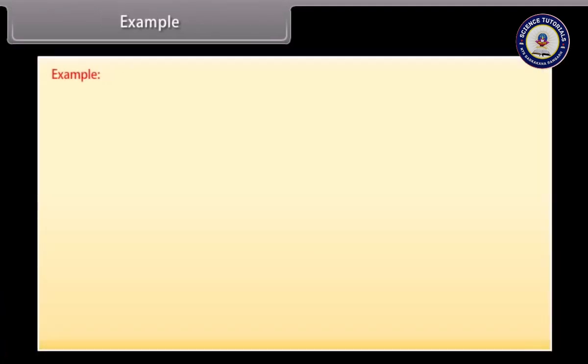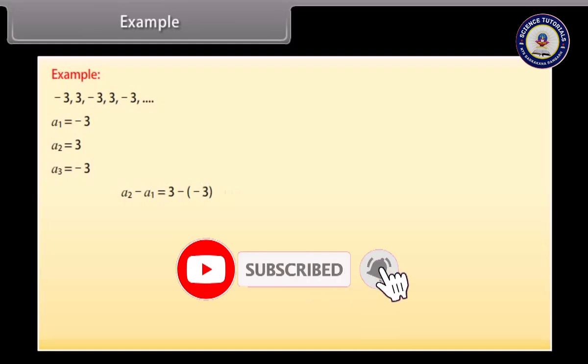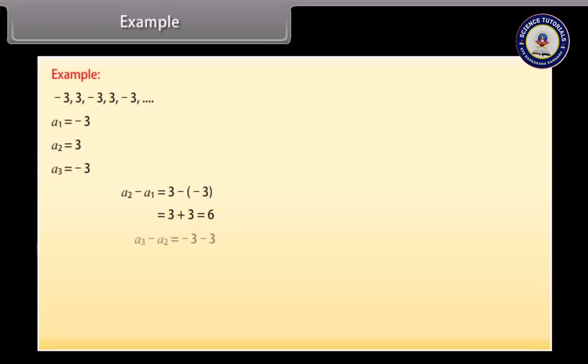Example. Let us now solve some examples. Observe this sequence. We will find out whether these numbers form an AP or not. Here A1 is minus 3, A2 is 3, A3 is minus 3, and so on. Now let's find A2 minus A1, which is equal to 3 minus (minus 3), which is equal to 3 plus 3, which is 6. Also, A3 minus A2 is equal to minus 3 minus 3, which is minus 6. As A2 minus A1 is not equal to A3 minus A2, the given sequence is not an arithmetic progression.